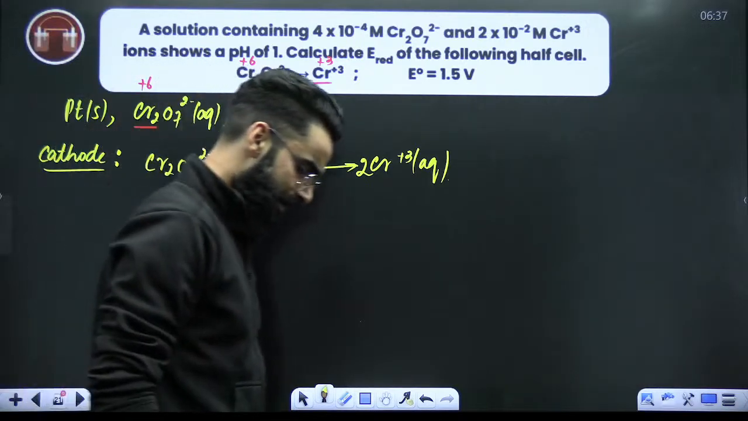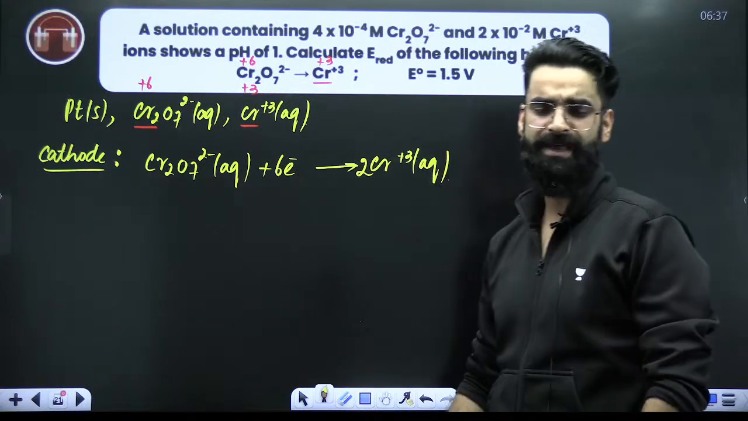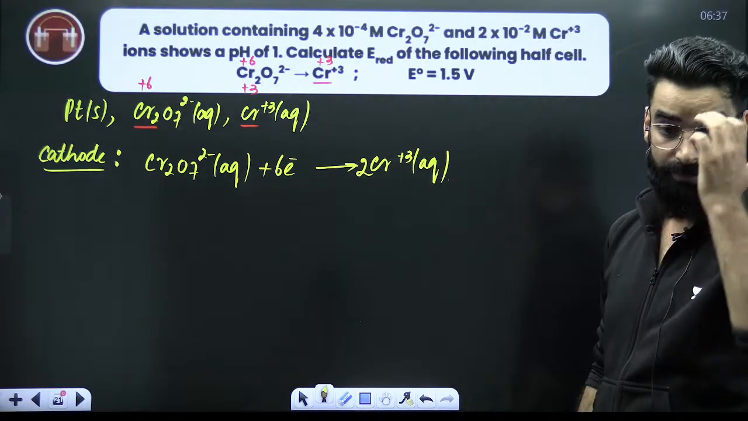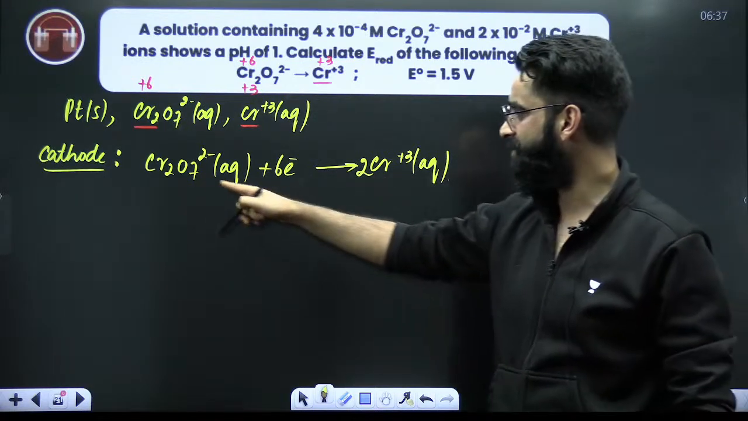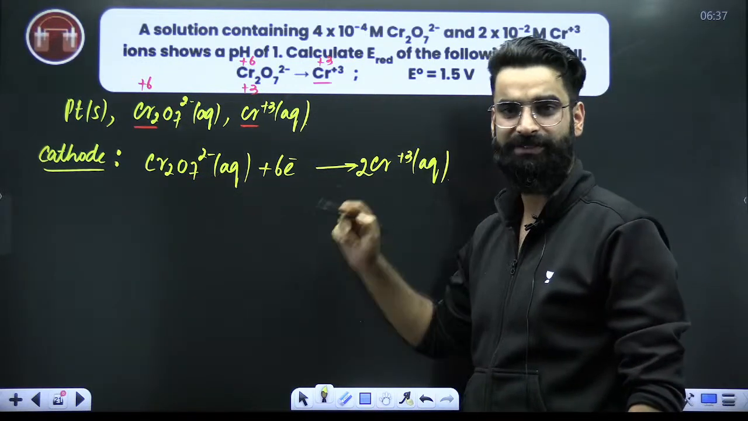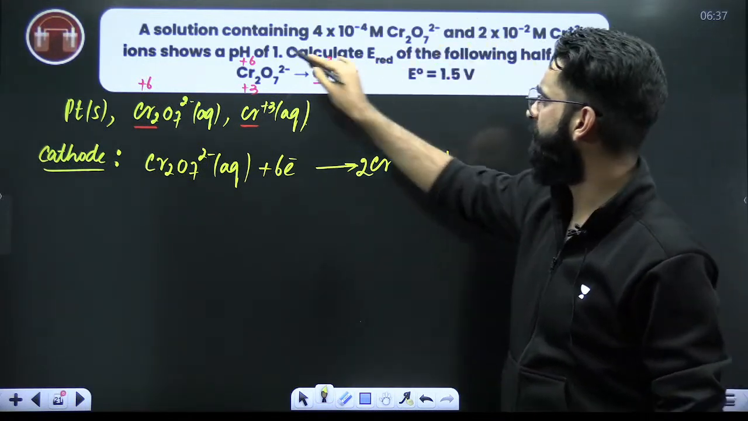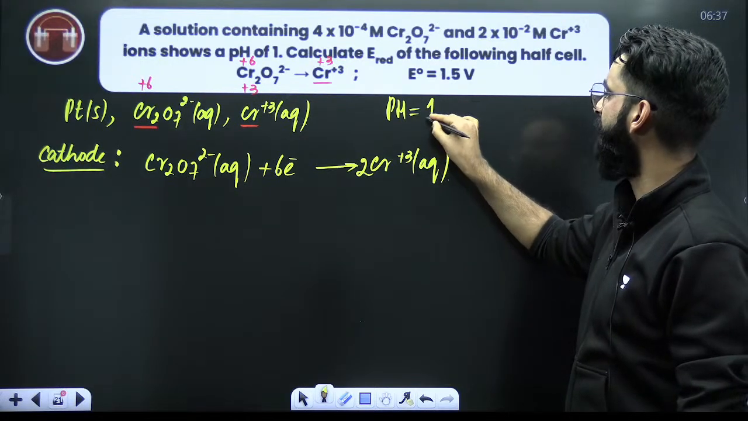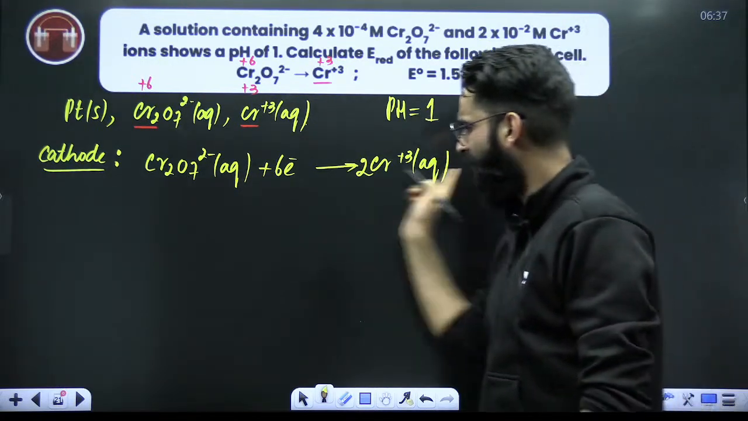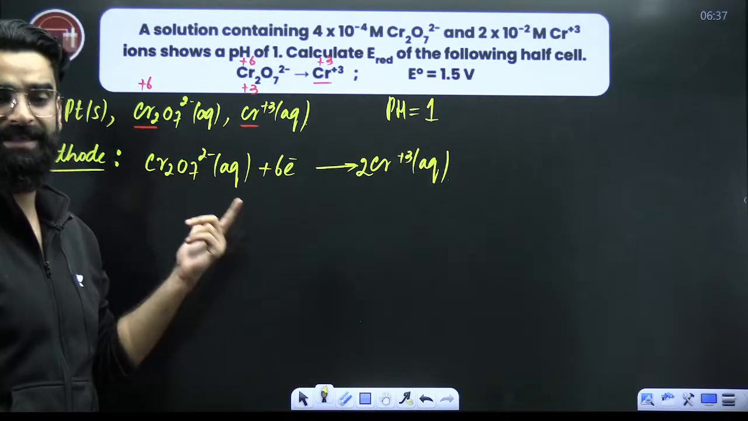Okay. Now, if I ask you whether this particular reaction is balanced or not, look at it carefully. Is it balanced? The reaction is not balanced because you have got oxygen here and no oxygen on this side. There is one hint that is given. As per the question, pH of the solution is given to us as 1. If pH is 1, that means the solution is acidic. So you are going to balance this reaction in acidic medium.